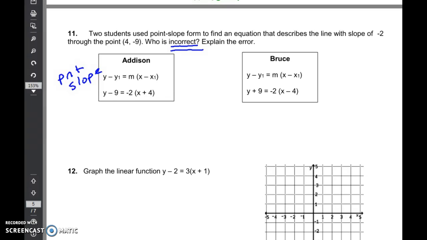So this is the point. We have the point 4, negative 9. So the 4 is the x value. The negative 9 is a y value. We should have then minus negative 9 here. And we should have minus 4 here. Well, minus a negative is plus a positive. So this is the part that is wrong. Addison is wrong.